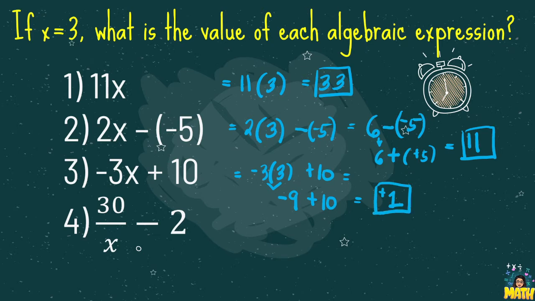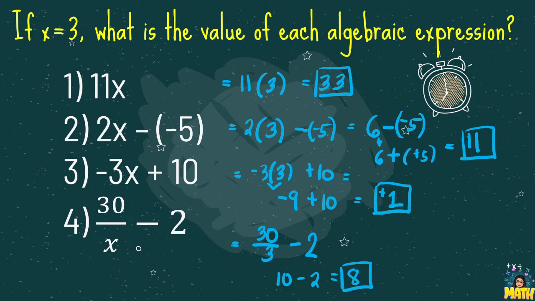And then number 4, 30 over x minus 2. Let us substitute the value of x, which is 3, and then subtract it to 2. So 30 divided by 3, that is 10, minus 2, that is equal to 8.